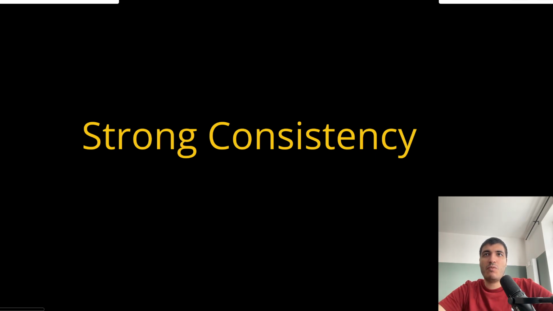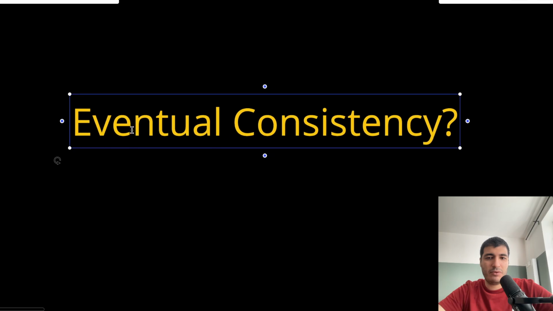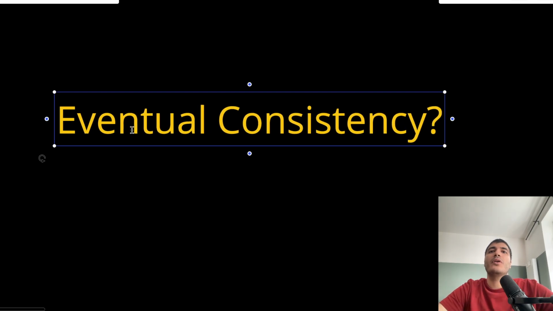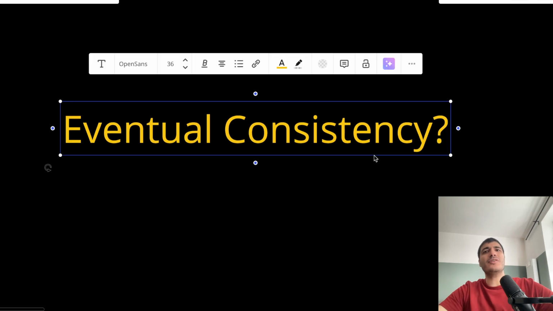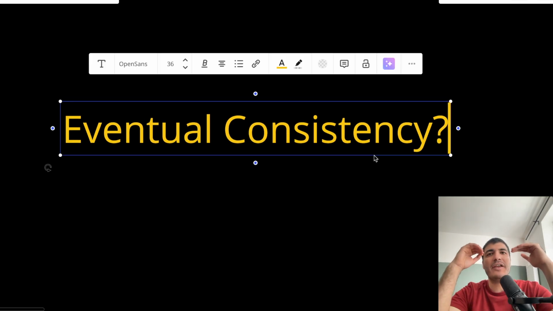Okay, let's talk about eventual consistency. First, what exactly is eventual consistency? Eventual consistency ensures that, given enough time, all nodes in the system will converge to the same value, but it doesn't guarantee when.